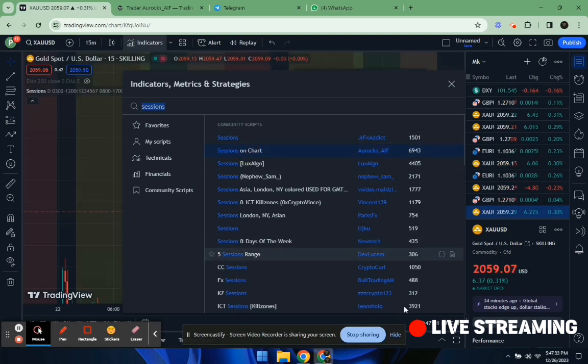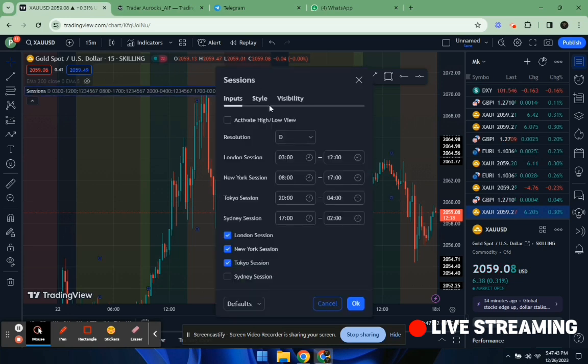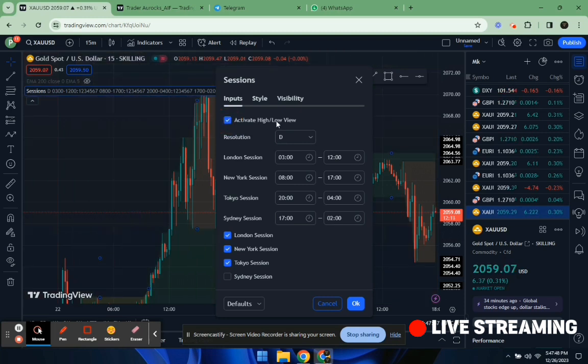Now you might be saying, this was not how the chart was looking. Just go to the settings. Once you go to the settings, you're going to click activate high/low view, and that's all you need to do. Leave every other thing the same. It will be default according to your time, like how things are in your country. So it's gonna look like this.